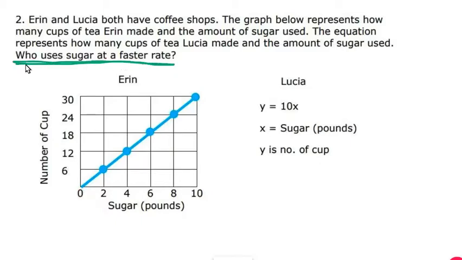So we're not trying to find a specific number like we were in the last problem, okay? But remember, with the rates, especially unit rates, we have a ratio of y to x, right? Okay, that's going to help us start. With each of our situations, we can look for the ratio of y to x. And if you remember unit rates, usually if you're asked who uses sugar at a faster rate, you want to find the unit rate.